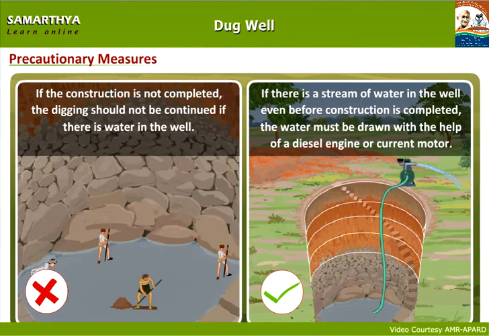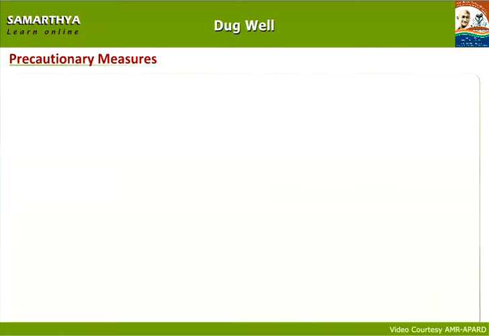If the construction is not completed, the digging should not be continued if there is water in the well. If there is a stream of water in the well even before construction is completed, the water must be drawn with the help of a diesel engine or current motor.